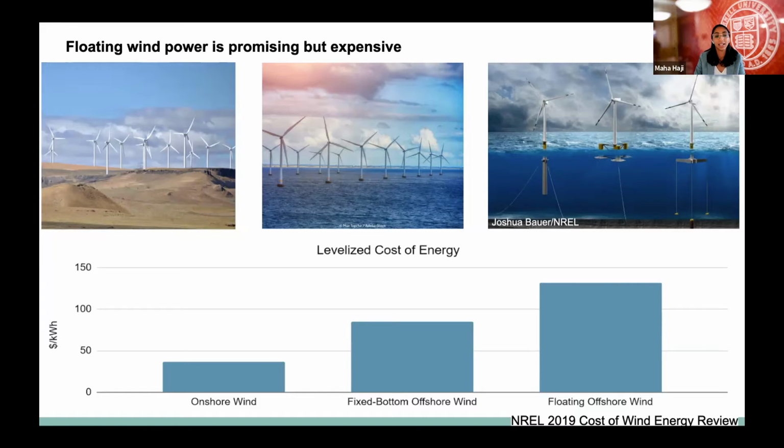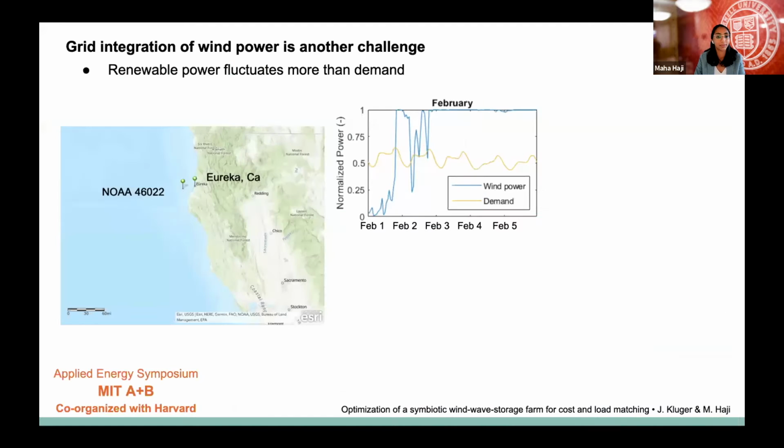Shown on the bottom is the levelized cost of electricity for each of these different types of wind turbine technologies in dollars per kilowatt hour. Most of the cost difference between fixed and floating wind turbines can be attributed to two main factors. The floating platform is almost twice as expensive as the fixed bottom structure, and floating farms tend to be located farther from shore, which increases the cost of the electrical infrastructure.